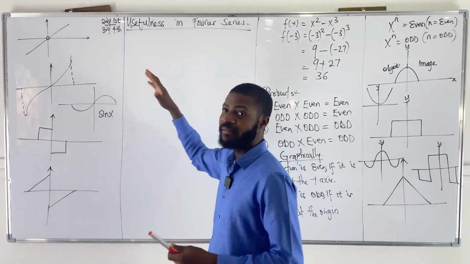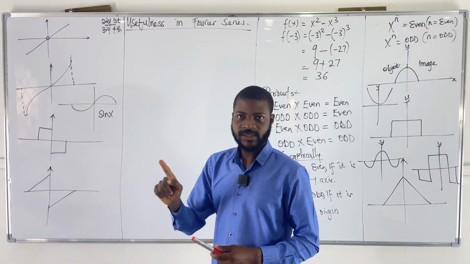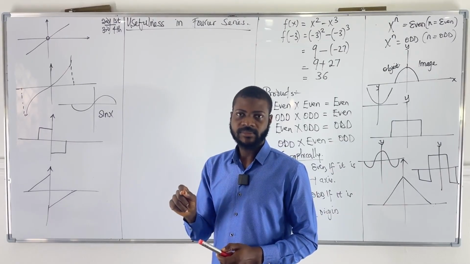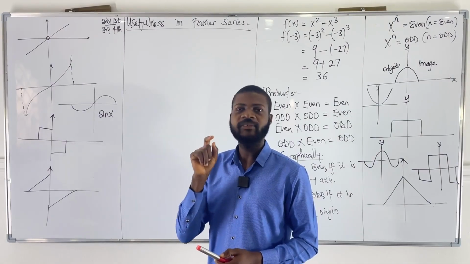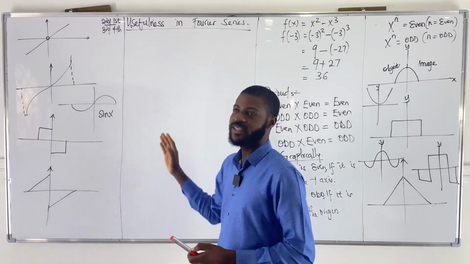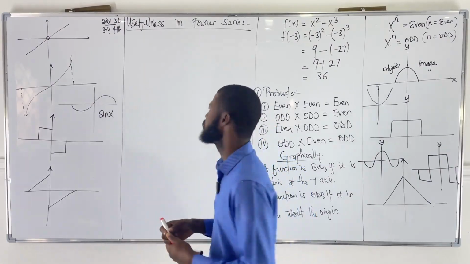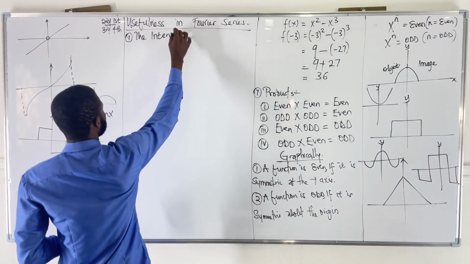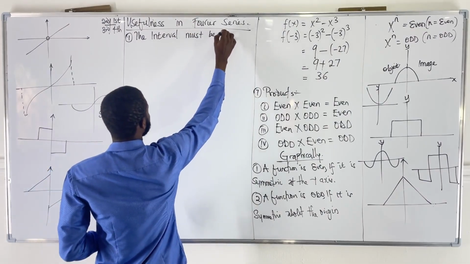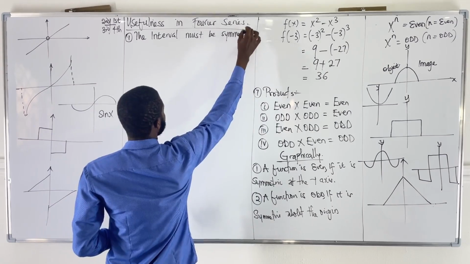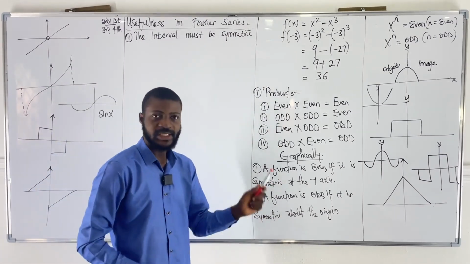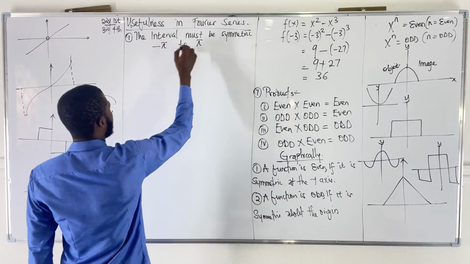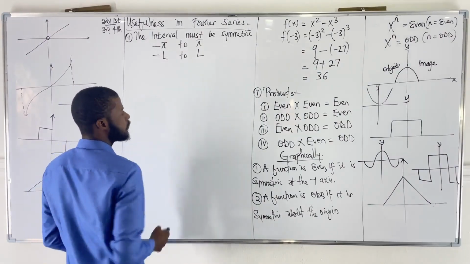To start with, everything I want to say currently will not, I repeat, will not be true if the interval is not symmetric. So condition one, which is very, very important: you cannot use this to simplify Fourier if the interval is not symmetric. So the first one, the interval must be symmetric, because we're dealing with symmetry here. So it must be from minus pi to pi, or minus L to L. Symmetric.